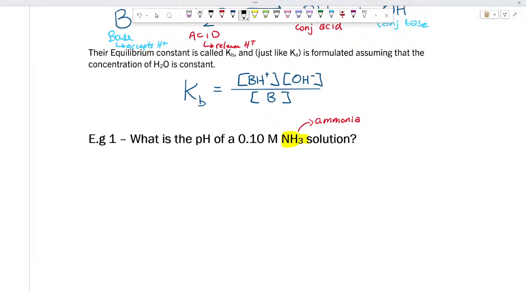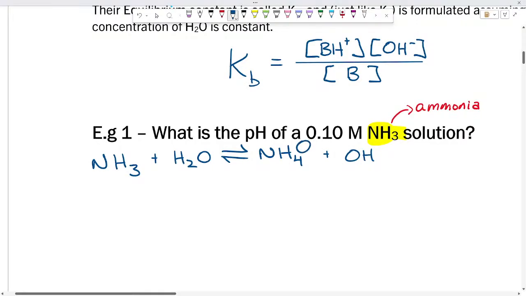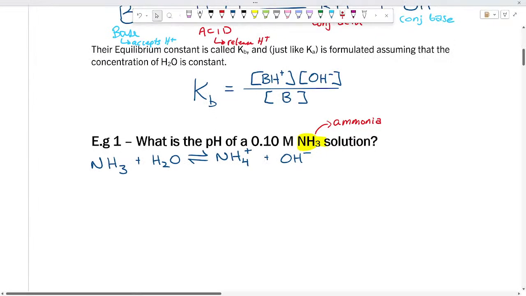So first, we should always have a chemical reaction. NH3 is going to react with what? Water. And it's going to form what? Yeah. And OH. Okay, I like that. Of course, there's something I'm missing on both of those. What's the charge on this one? Positive, good. And the charge on this one? Negative. Excellent. Very, very good.